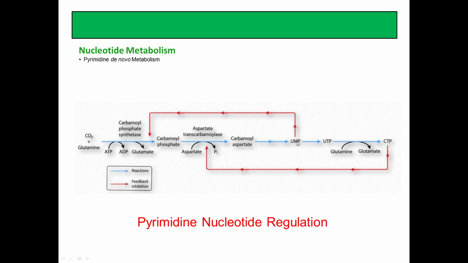UMP will also come back if you make enough of that and inhibit the first step of synthesis. So this is an auto shutting it down, just like we had with ATP or AMP and GMP. But CTP, which is a farther downstream effect, shuts down the second step. Okay, how do we make CTP from UTP?